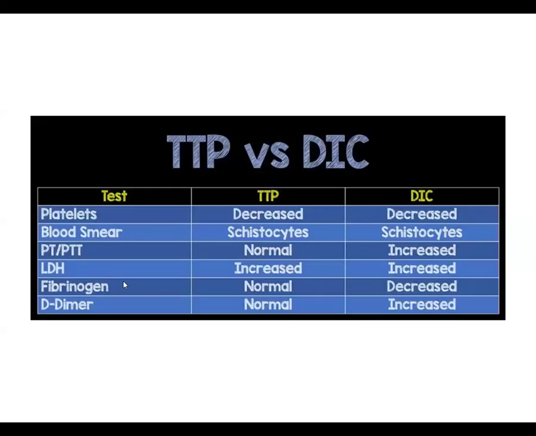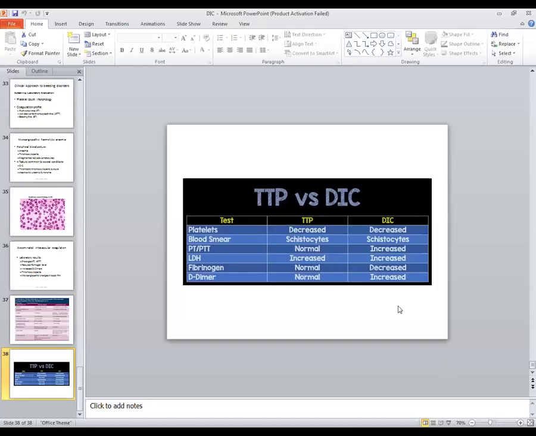So this is the difference between TTP versus DIC. In TTP, there is a decrease in the platelets. In DIC, platelets may also be decreased, and blood may show schistocytes, because both are microangiopathic hemolytic. PT and aPTT are normal in TTP and increased in DIC, and LDH is increased in both cases. Fibrinogen will be normal in TTP, and will decrease in DIC. D-dimer will be normal in TTP and increased in DIC. Thank you so much. This is all about TTP, HUS, and DIC.